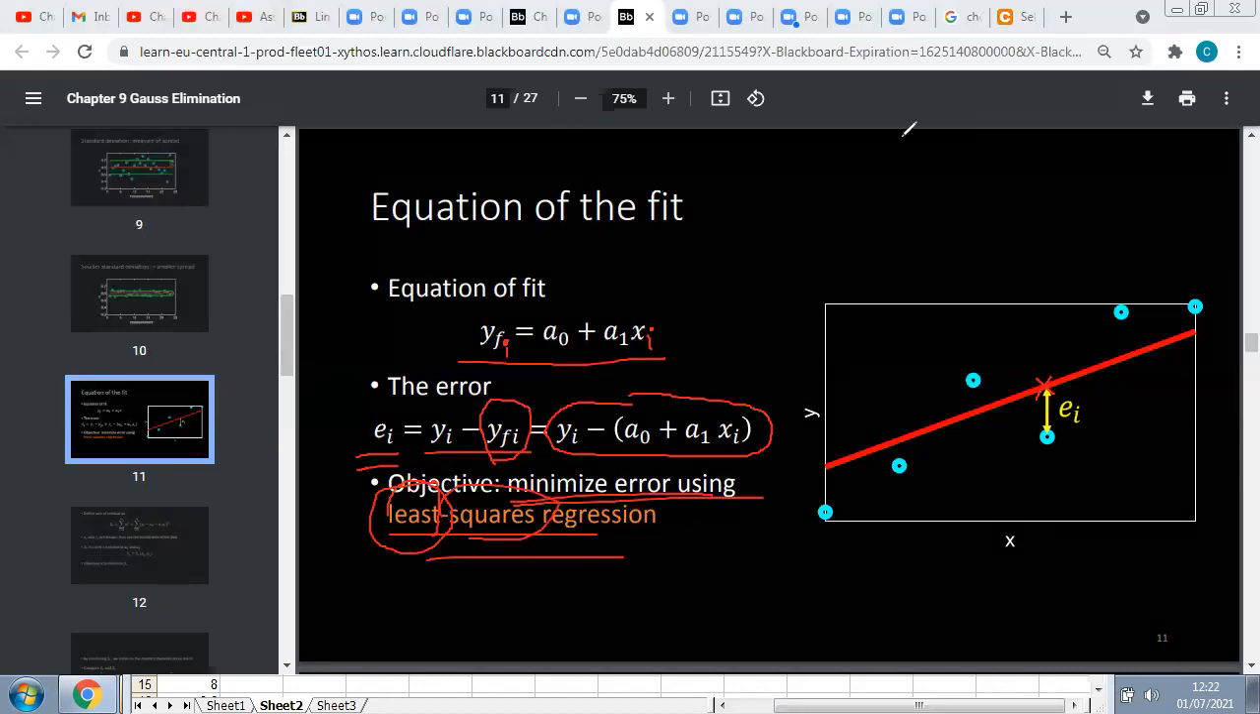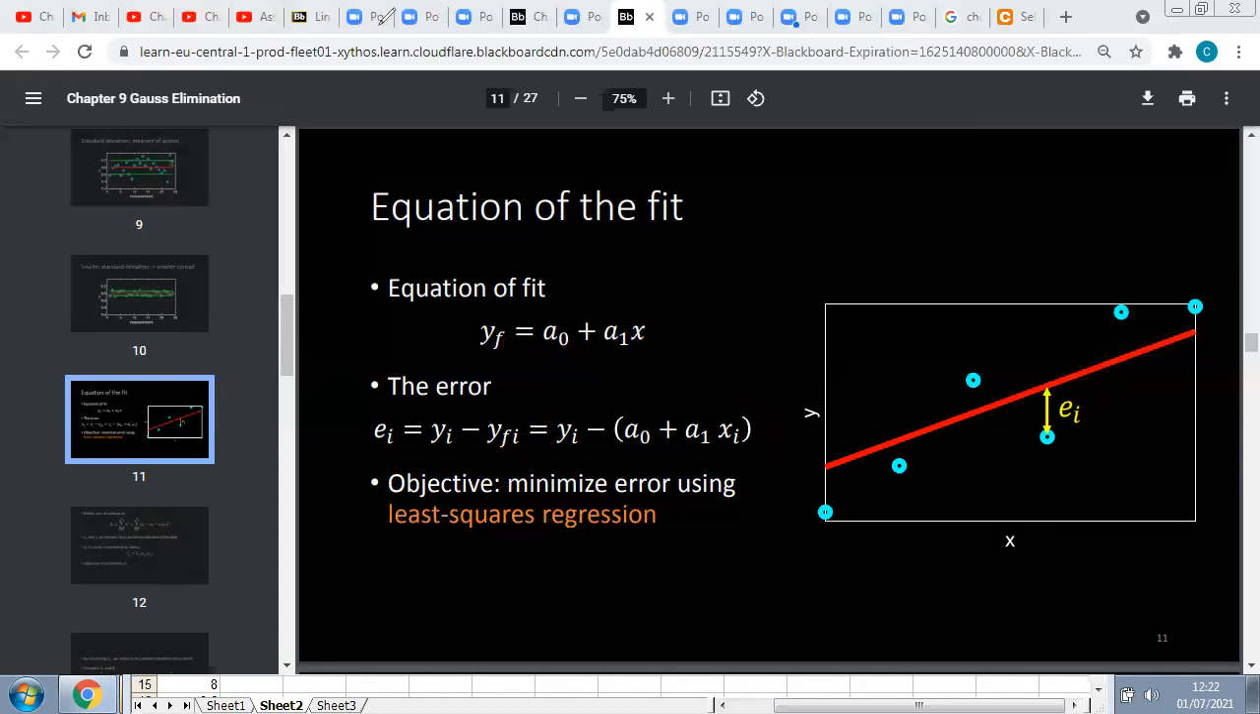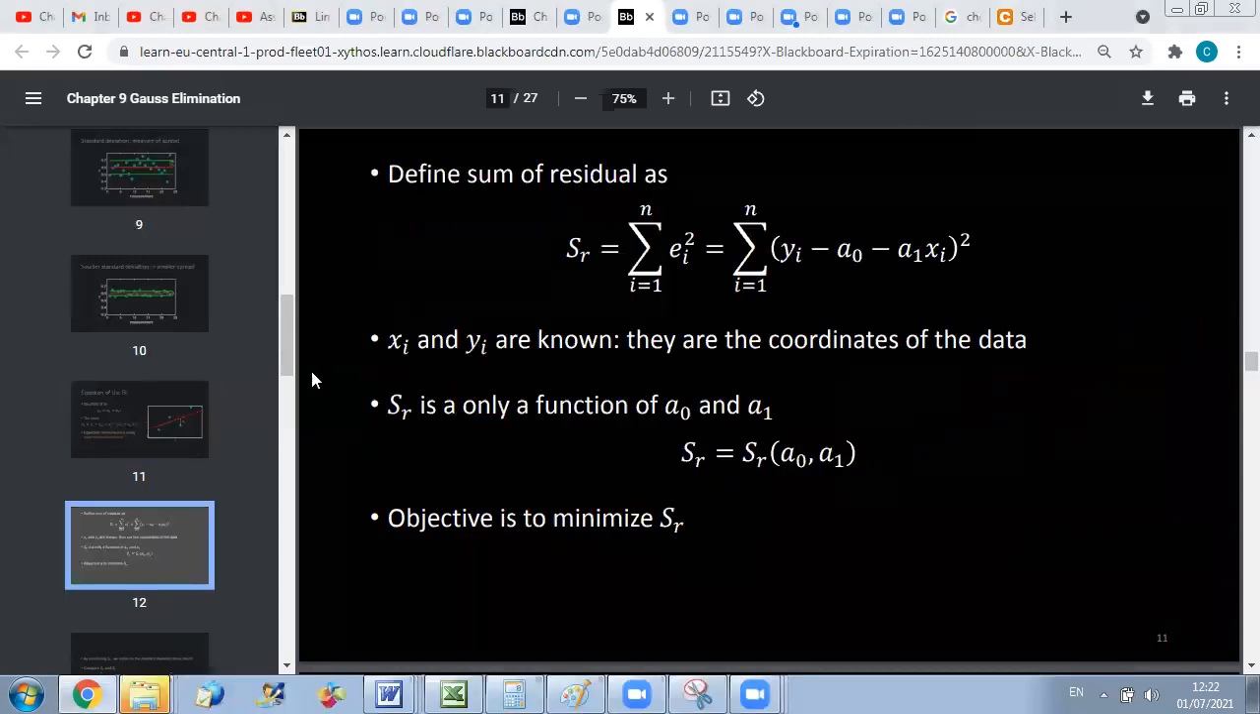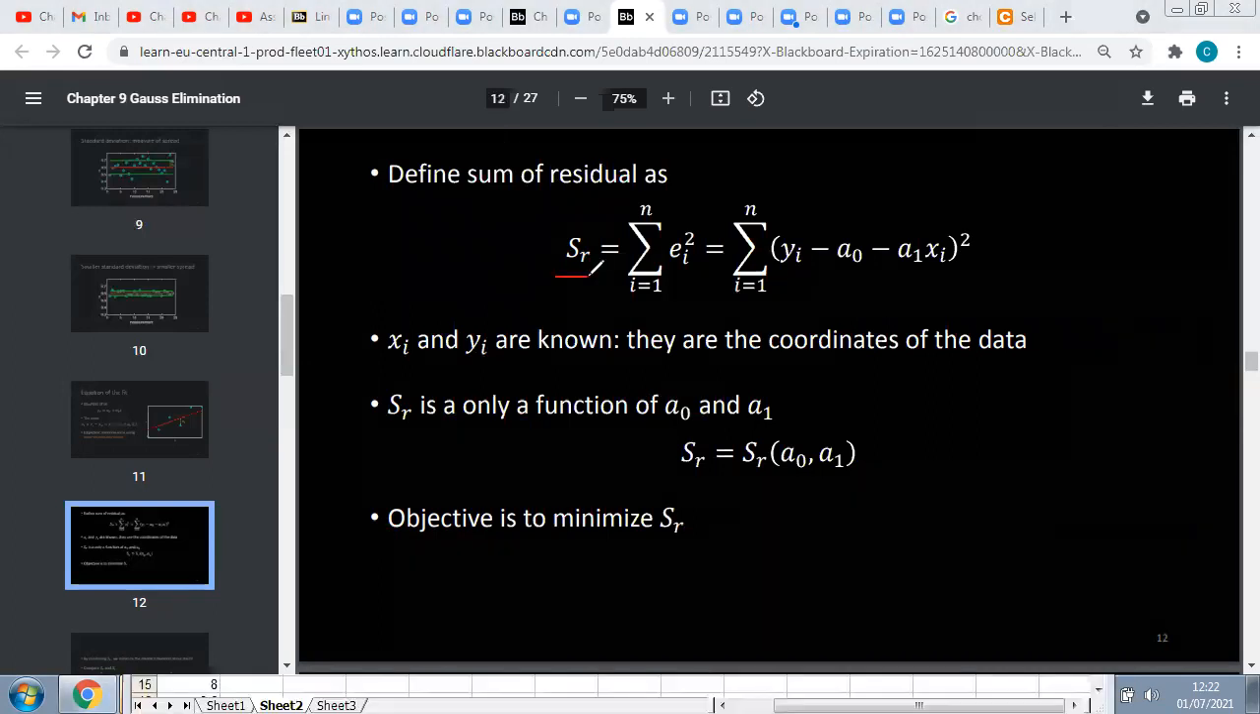So here is a definition of the total error. We will define the sum of residuals as SR equals the summation for i going from 1 to n of ei squared, where ei can be replaced by (yi minus a0 minus a1 xi) squared. And as you can see here, as I told you, it's one way to define the error.